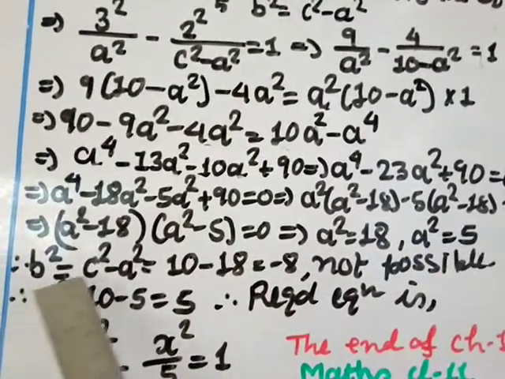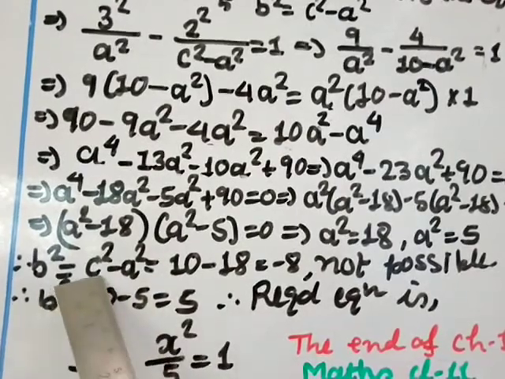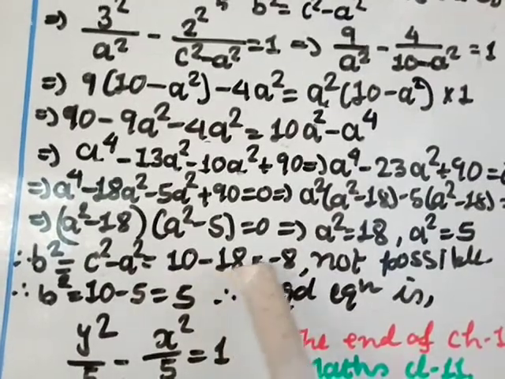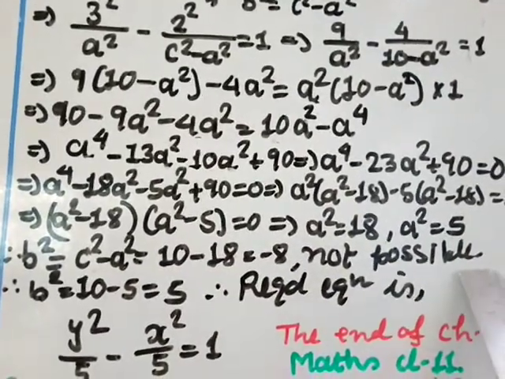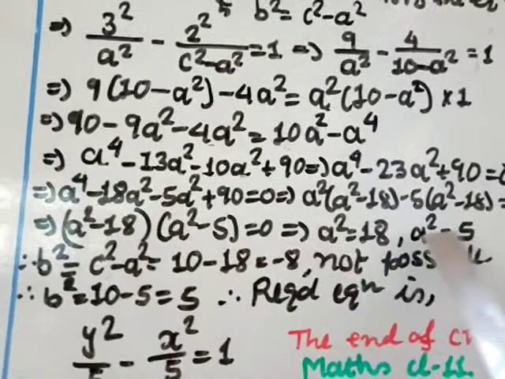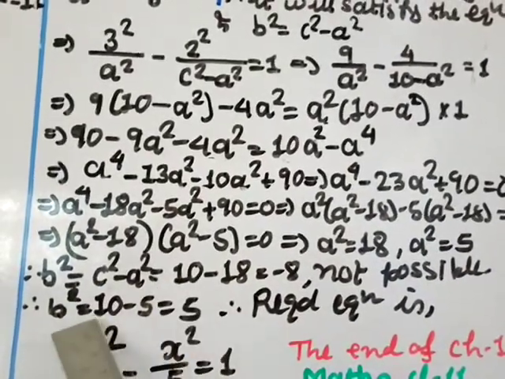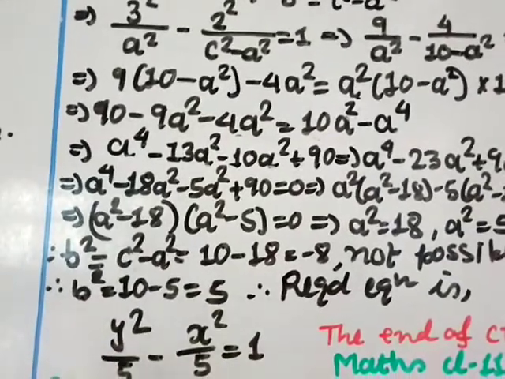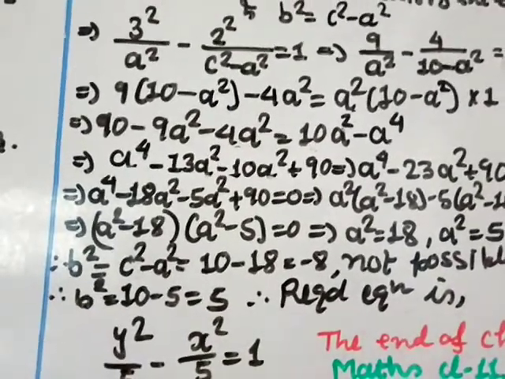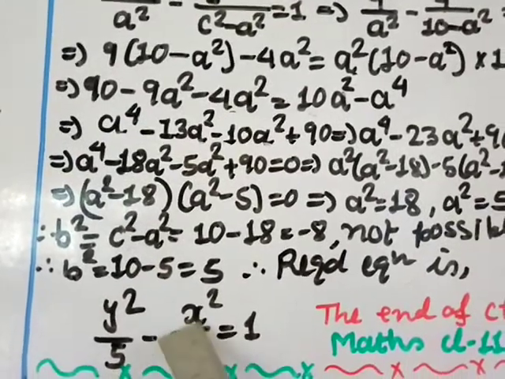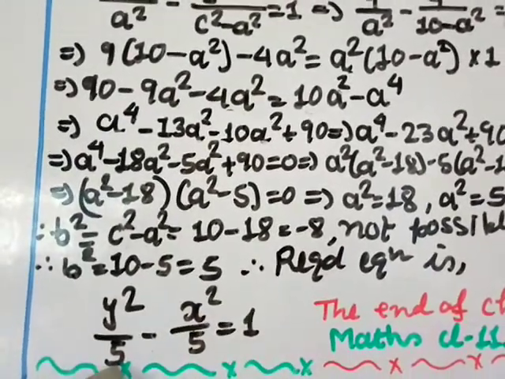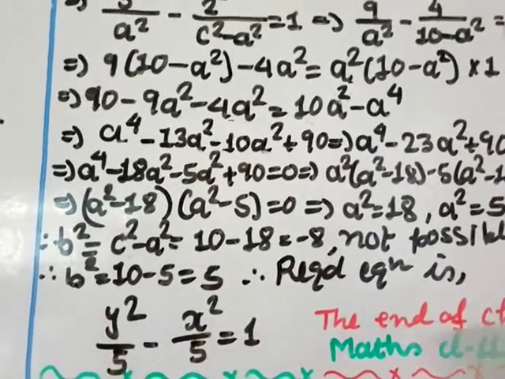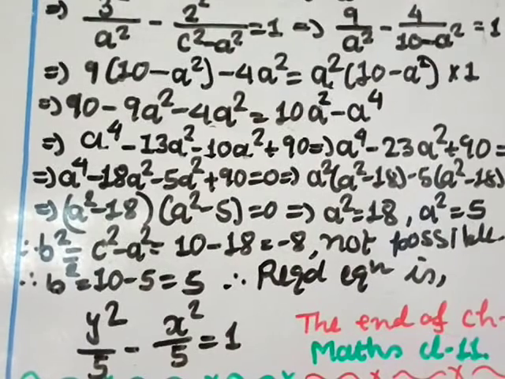So b square will be c square minus a square, where c square is 10, and let us put a square as 18. 10 minus 18 is minus 8, which is not possible, so you neglect this. Now instead of a square you put 5. So c square is 10, so 10 minus 5 is 5, that means b square is 5. So the required equation of the hyperbola is y square by 5 minus x square by 5 equal to 1. This is the a square value, that is 5, and the b square value also is 5. So that is the solution for question number 15.